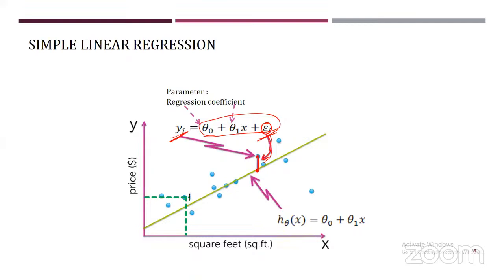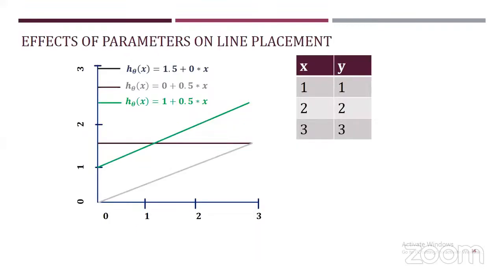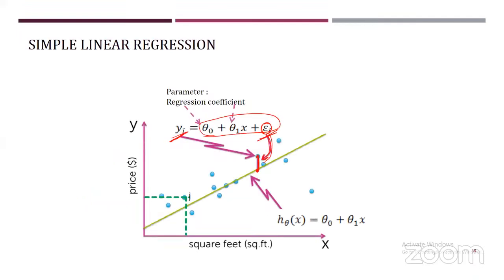Okay, so before moving into further detail on how we are going to adjust this error, first we are going to see how the placement of the line is going to be for different values of your theta. First we will explore this part, and then we will go to your error part.